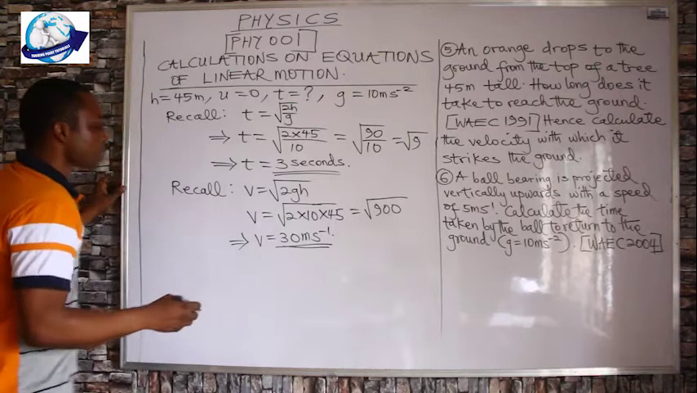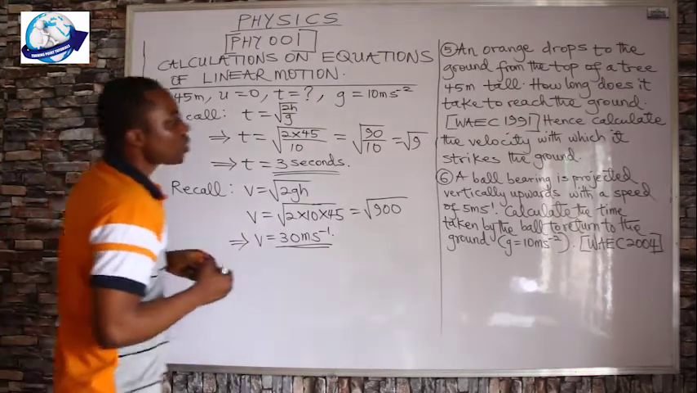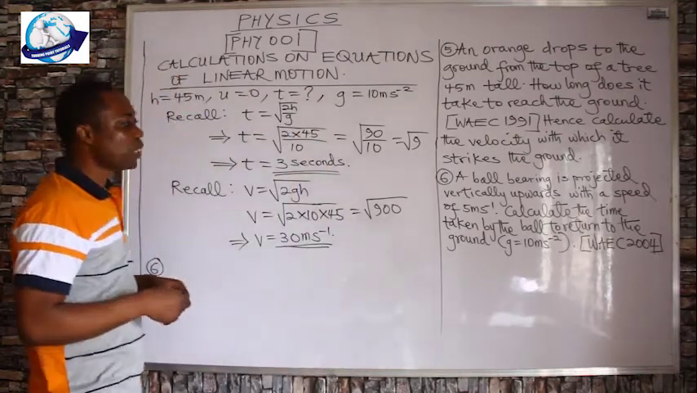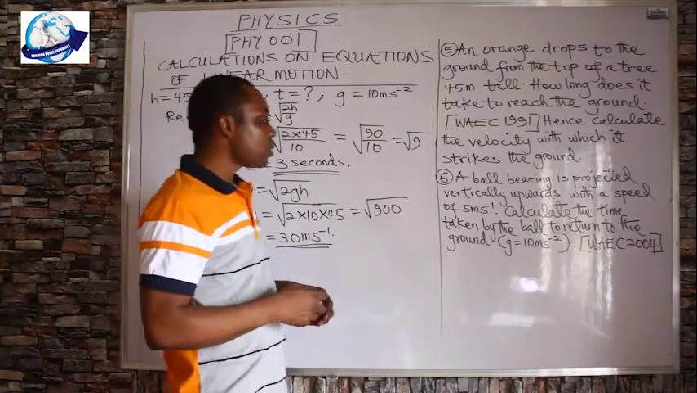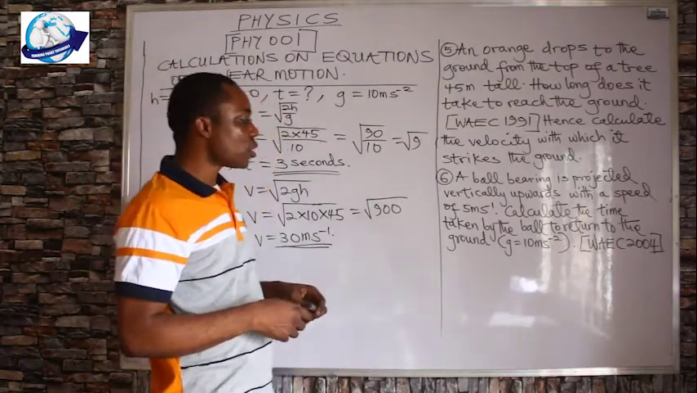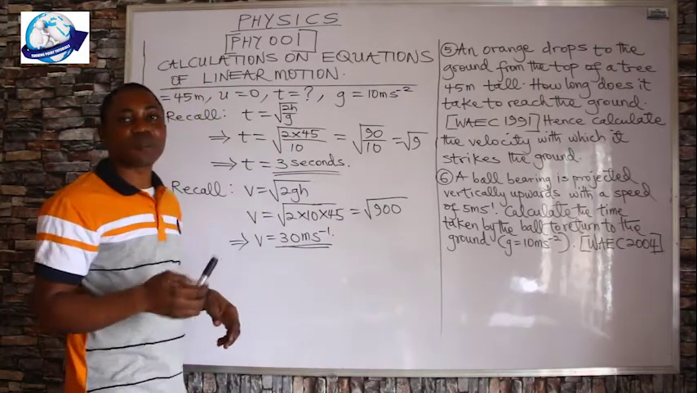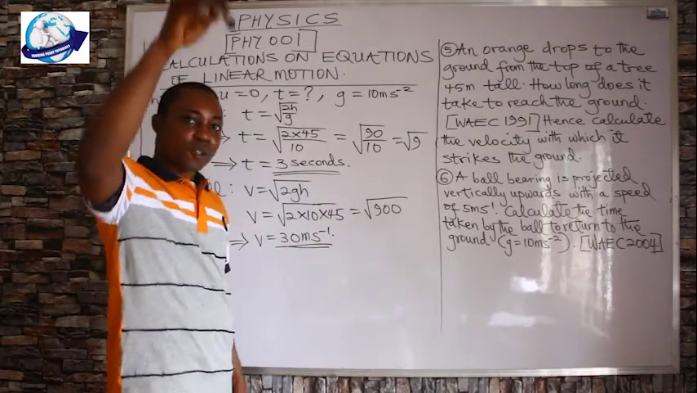And question 6. The question before us is, a ball bearing is projected vertically upwards with a speed of 5 meters per second. Calculate the time taken by the ball to return to the ground. Remember, it was projected vertically upwards, and then it falls to the ground.